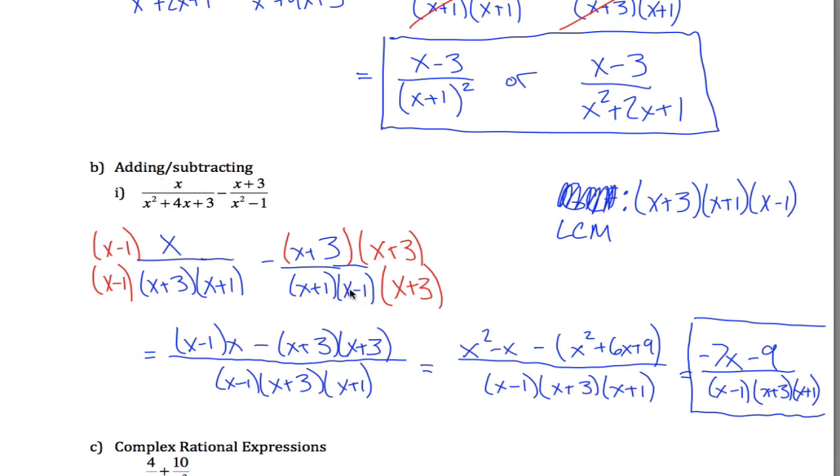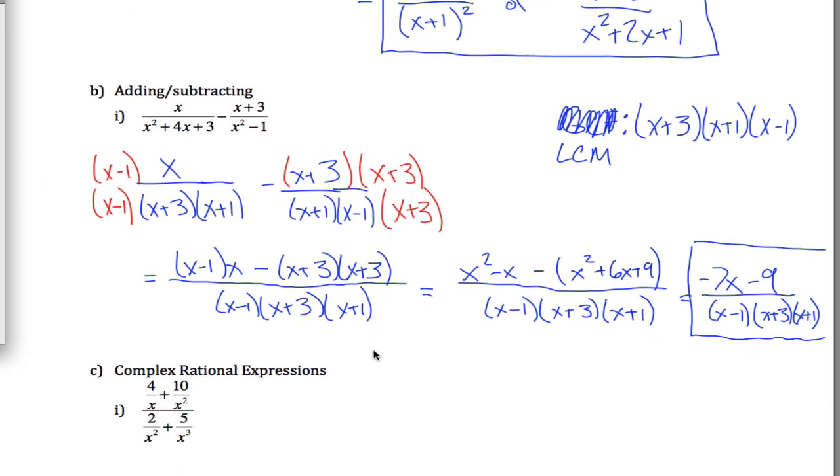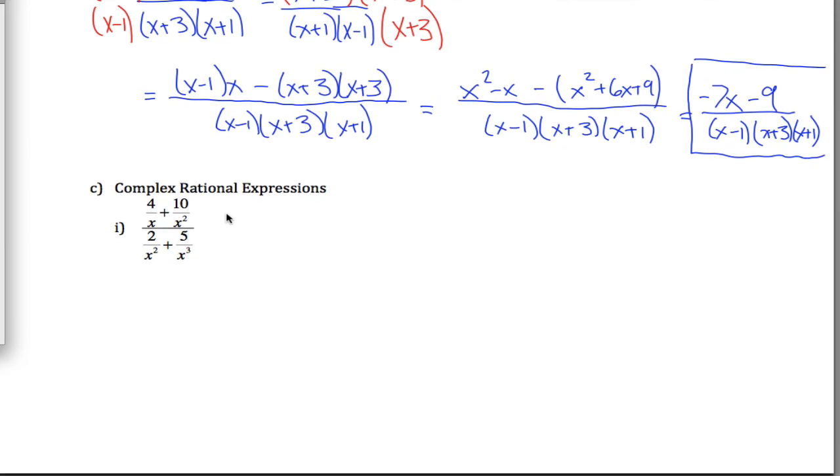In short, you find a common denominator, and the way you can see what the common denominator is by factoring. And then once you have the common denominator, you can add or subtract the numerators. Last example, complex rational expressions.